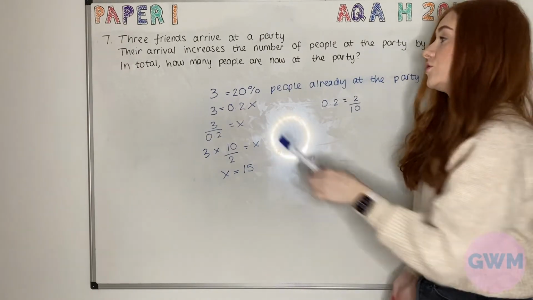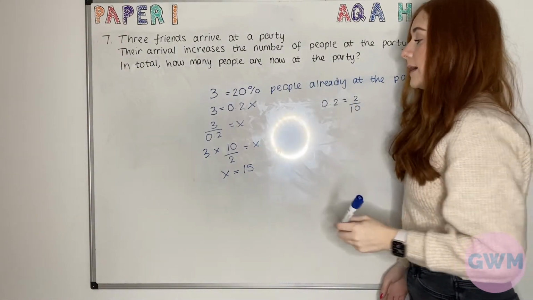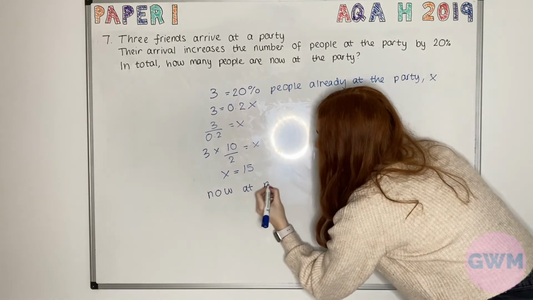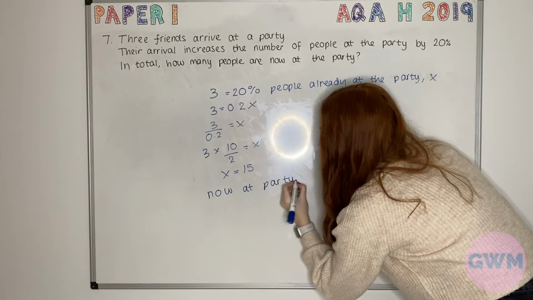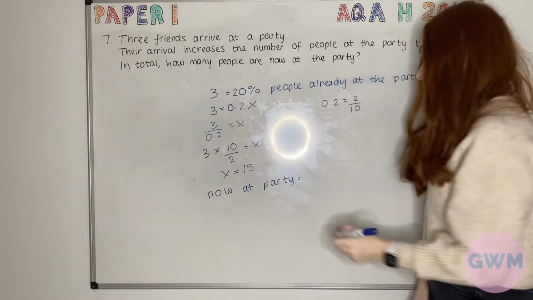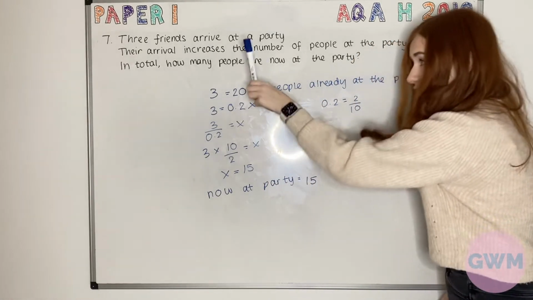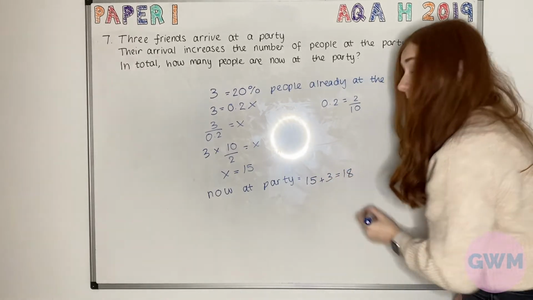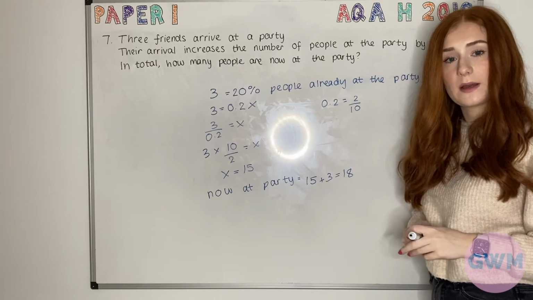The question though wants to know how many people are now at the party. So now at the party is the number of people that were already there, 15, plus the number of people that have just arrived, 3. 18. So there's 18 people now at the party.